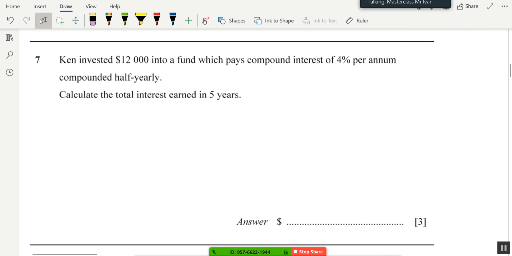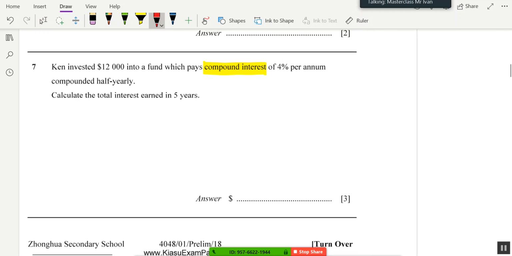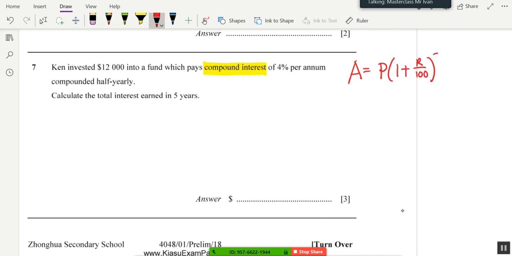Okay? Next. Ken invested this amount, 12,000, into a fund which pays a compound interest. Formula for compound interest is given, but I'll write this down for you. A equals to P bracket 1 plus R over 100 to the power of T. So when you see this kind of question, always write down the stuff. I invested 12,000, means the 12,000 is my what? Principal. Good. And then the 4% is the what?